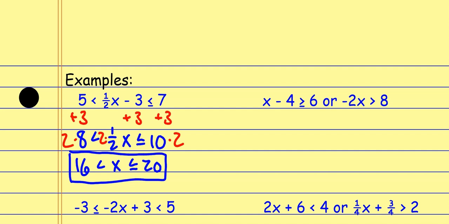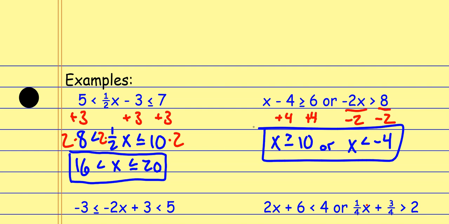If I look at this guy, again, solve each of them separately. Here, I'm going to add the 4 to each side. So that gives me x is greater than or equal to 10. Over here, to solve this one, I'm going to divide each side by -2. So I end up with x is less than -4. We had to flip the inequality sign because we divided by a negative. And now I slap that "or" in between. And that's it. Done and done.